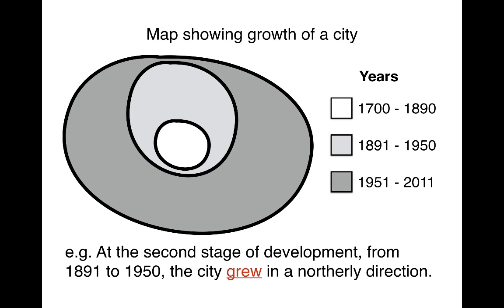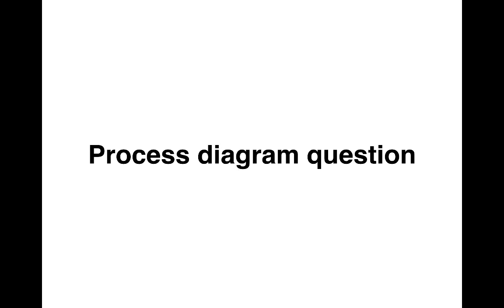They can show processes. They can show other things which we'll look at in the next lesson. But if you get a process map with stages, just use today's lesson and think of it as a process description. Now let's move on to today's process diagram question.